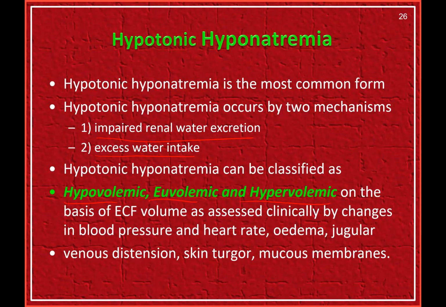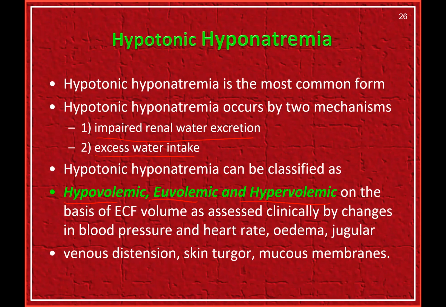So we have pseudo-hyponatremia, which is a different entity. We have set it aside. After that, we have hypertonic hyponatremia, hypotonic hyponatremia, and normotonic hyponatremia. Among the hypotonic hyponatremia, then immediately you have to look at the volume. Is it hypovolemic? Is it euvolemic or hypervolemic?